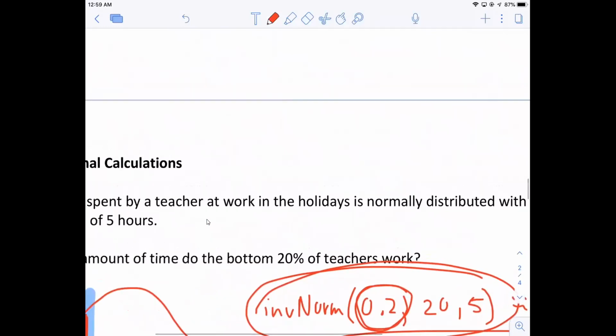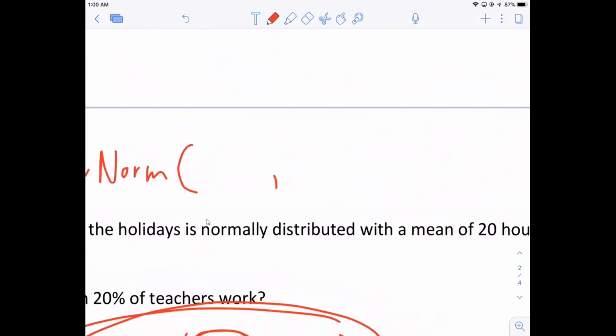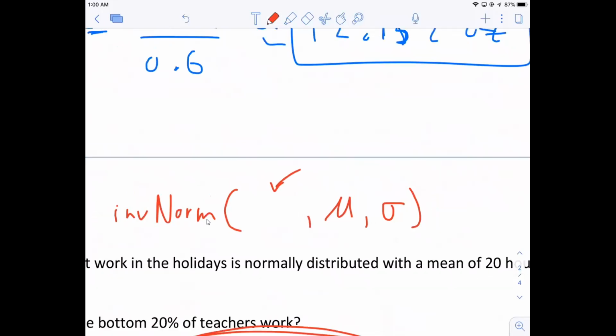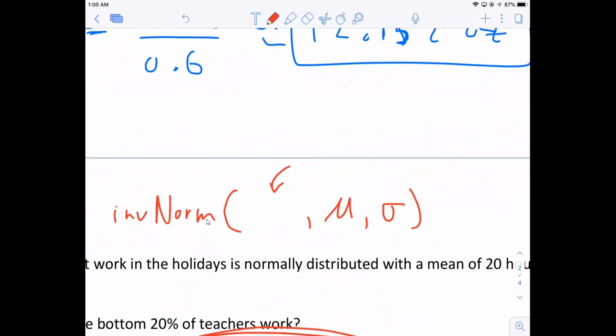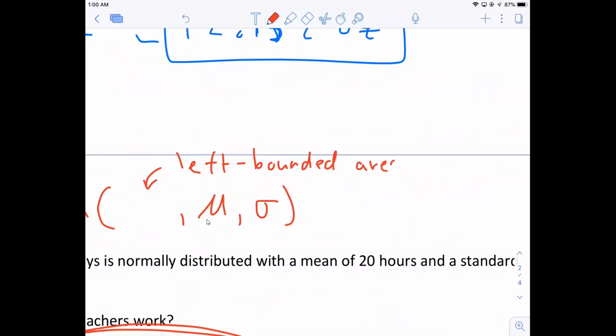So just a heads up, in this inverse normal calculation, this is the mean, that's the standard deviation. And here, this is the left bounded area, or probability, or percentage.